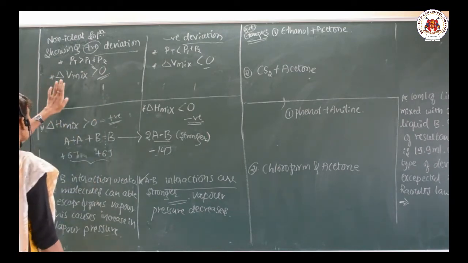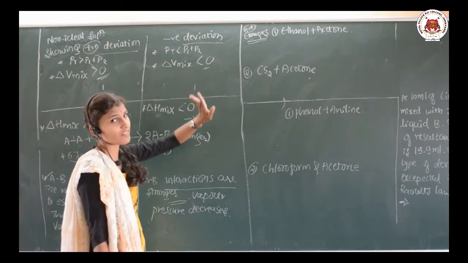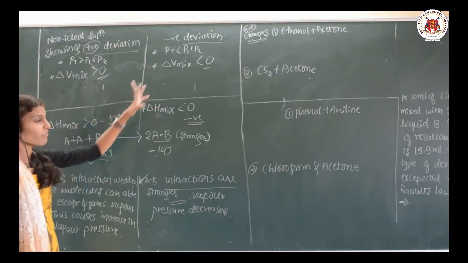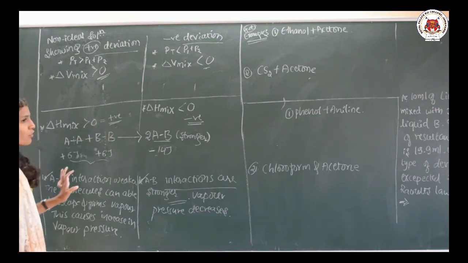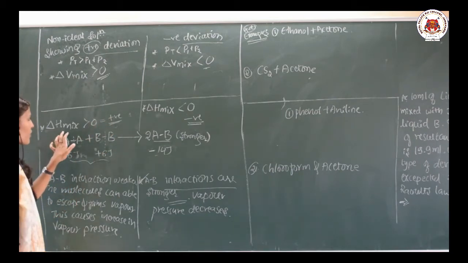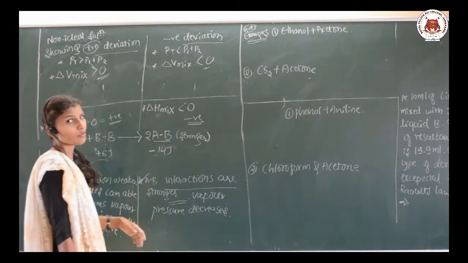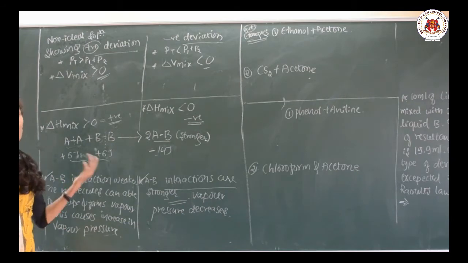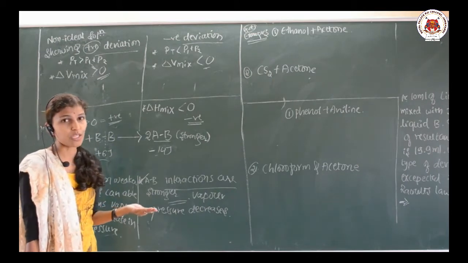Keep in mind that delta V mixing in case of positive deviation is greater than 0. In case of negative deviation, it is less than 0, because AB interactions are weaker here and stronger there. Delta H mixing greater than 0 means it is endothermic; the enthalpy of mixing is positive. Here delta H mixing is negative. AB interactions weaker means the vapor pressure will increase; AB interactions stronger means the vapor pressure will decrease.